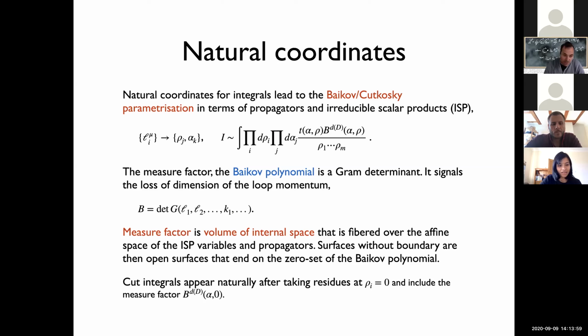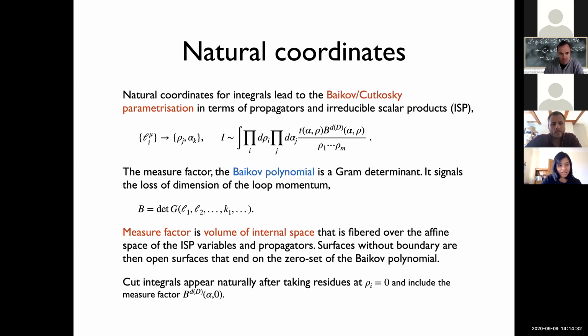Katkowski, I think, introduced them already much earlier, and maybe didn't go as far as Bykov. In any case, what one does in these parameterizations is replace the loop momentum by propagator variables plus additional variables that are just required to cover all the dependencies. Here, the propagator variables are called rho, as we've seen already before, and the additional variables, the irreducible scalar products, are called alpha throughout this presentation.